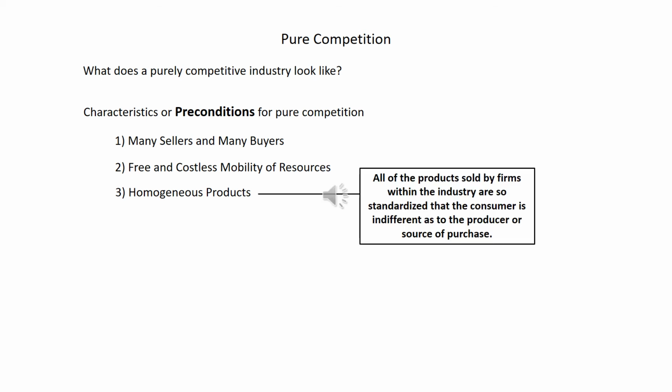But how alike must the products be? After all, no 2 things are identical down to their last molecule. In order for the price mechanism to be the only influencing factor, the products must be so alike that the consumer is indifferent as to his source of purchase. That is, the consumer doesn't care which brand he buys, he'll just buy the one with the lowest price.